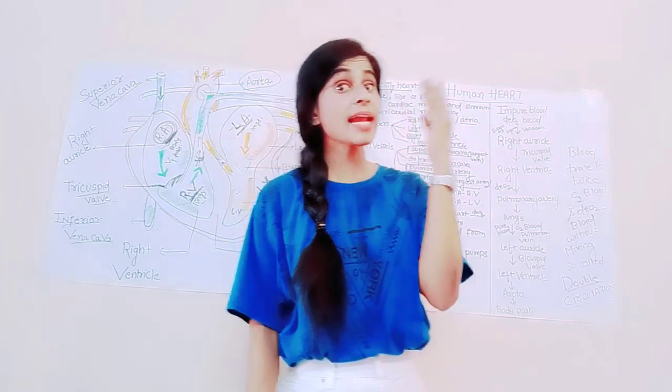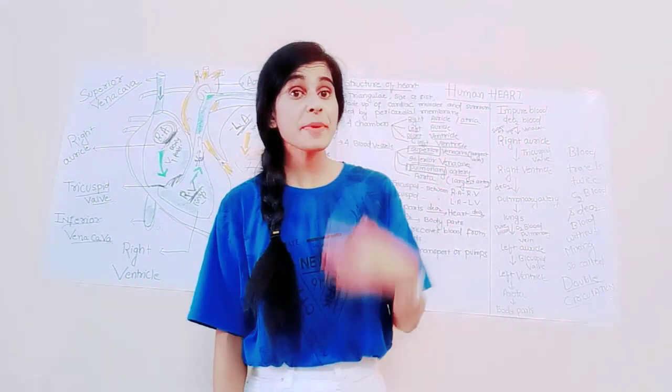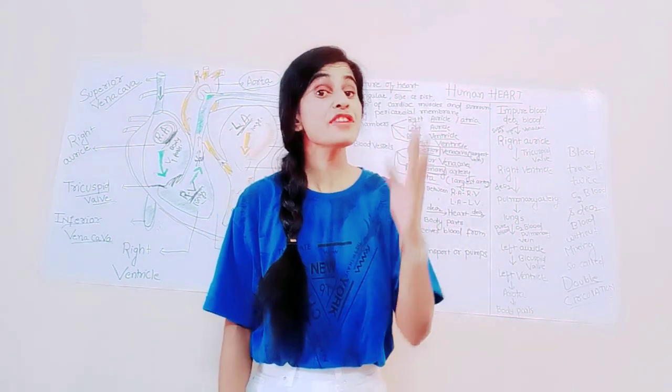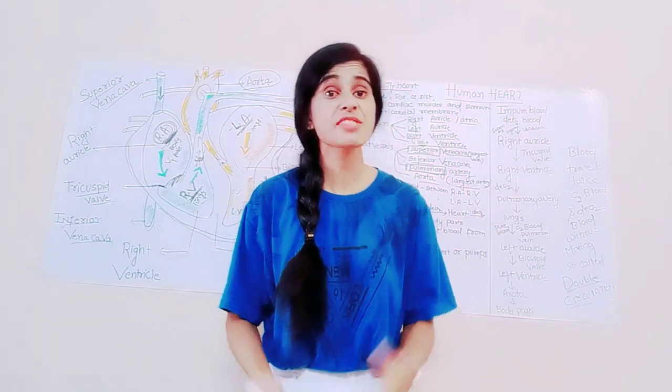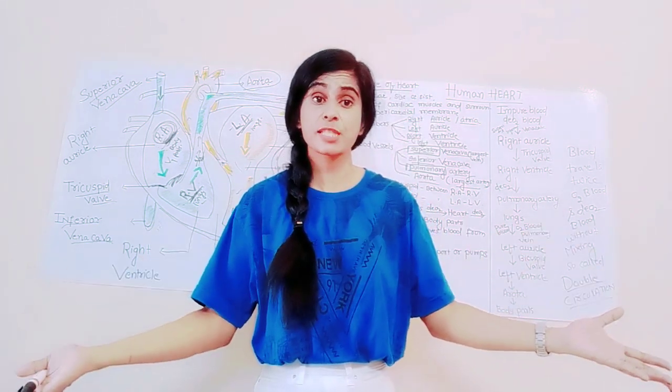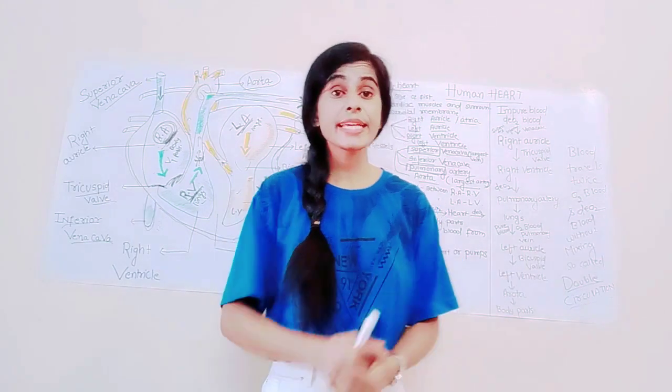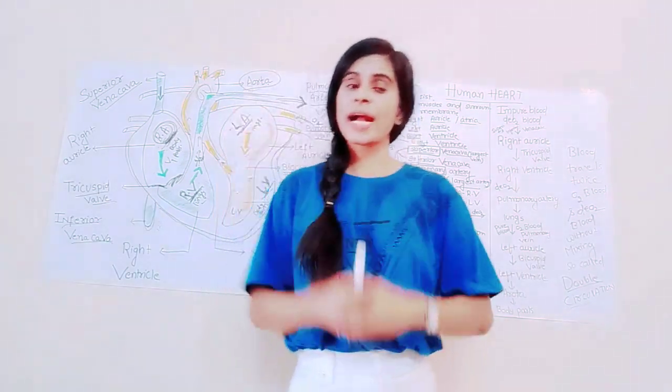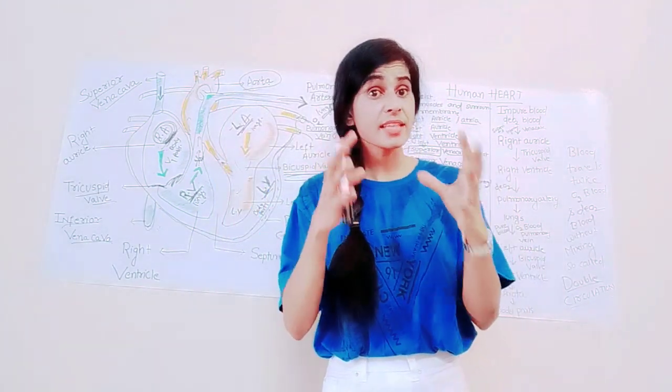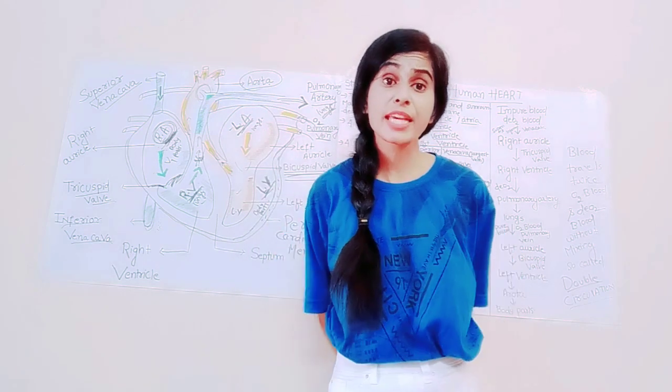Crocodile has 4 chambers. Amphibians have 3 chambers. Fishes have only 2 chambers, where mixing of oxygenated and deoxygenated blood takes place. Hope, guys, you have understood the mechanism of working of the heart.